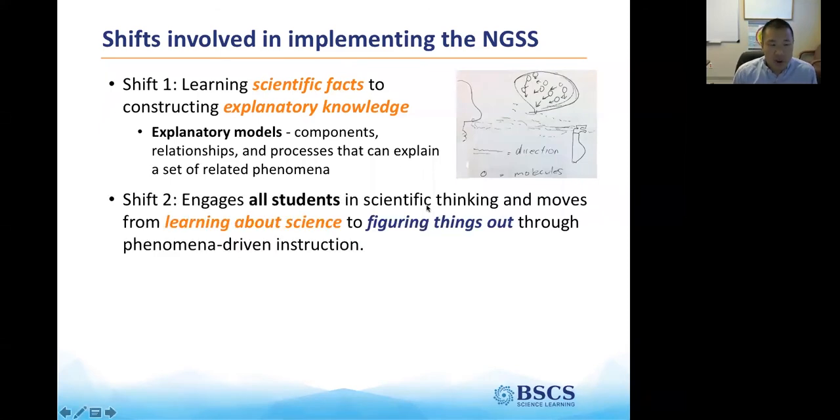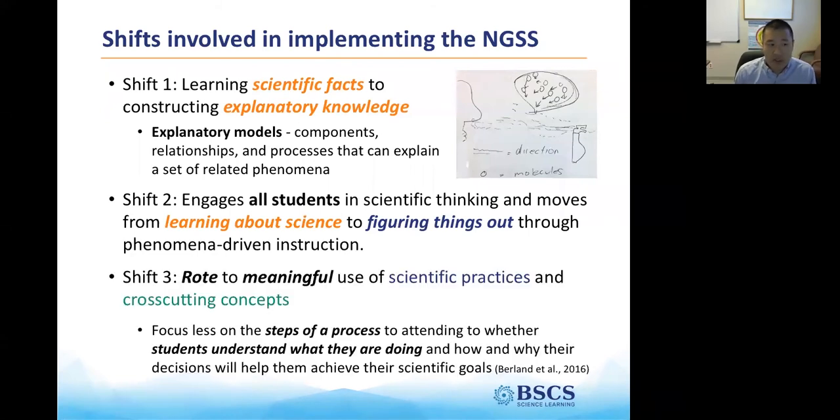So the second shift involves the role of the students in knowledge building work, that we want kids to be moving from just learning about science to actually engaging in the practices to actively figure things out using phenomenon-driven instruction. And the third shift involves moving from rote to more meaningful use of the practices and cross-cutting concepts. So a lot of us have used the claim evidence reasoning framework as a means to support the construction of explanations. But we want to move a little bit away from having kids think about two pieces of evidence, for example, and instead move to thinking about why those pieces of evidence are really important and why having sufficient evidence is more important for them to be thinking about.